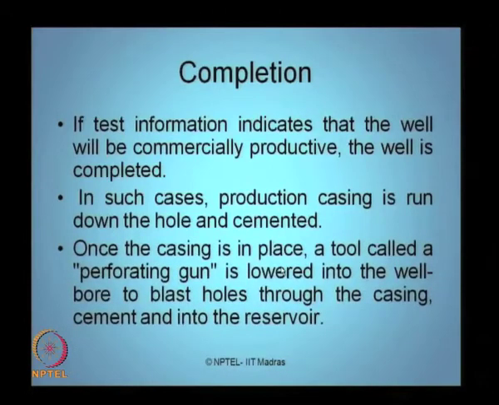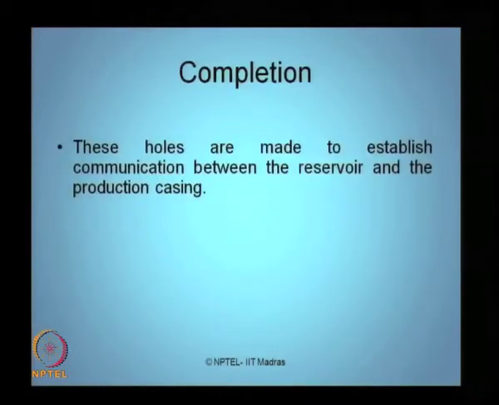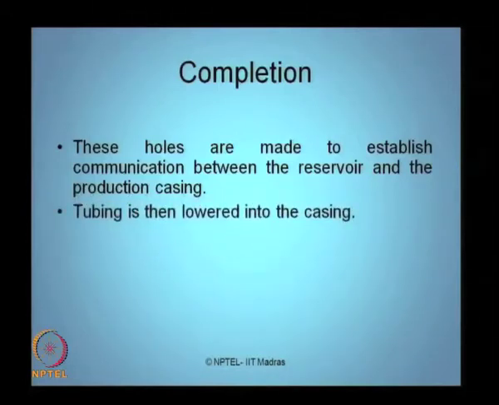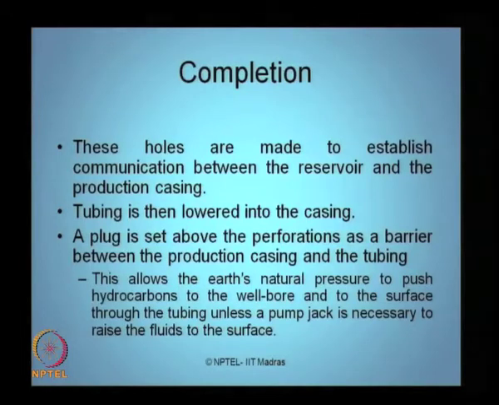Once the casing is in place, a tool called a perforating gun is lowered into the well bore to blast holes through the casing, cement and into the reservoir. These holes are made to establish communication between the reservoir and the production casing. Tubing is then lowered into the casing. A plug is set above the perforation as a barrier between the production casing and the tubing. This allows the natural pressure of the earth to push hydrocarbons towards the well bore and to the surface through the tubing, unless a pump jack is required in some cases to raise the fluid to the surface.